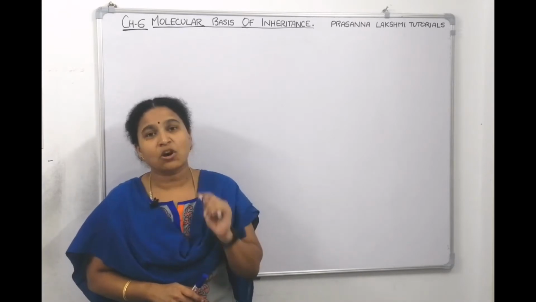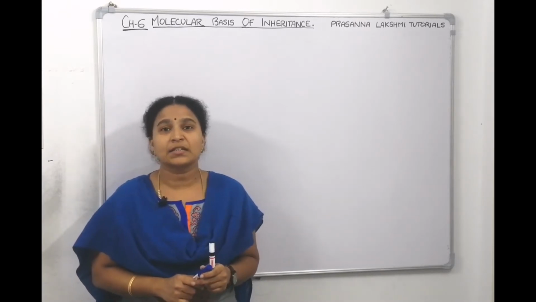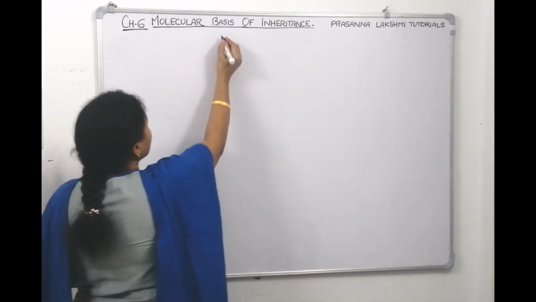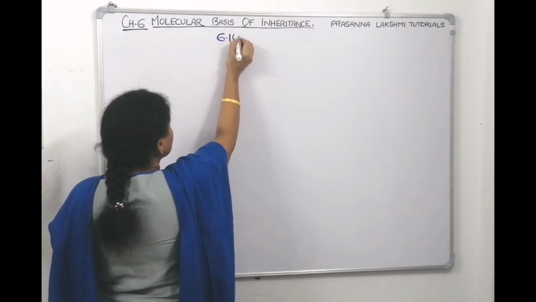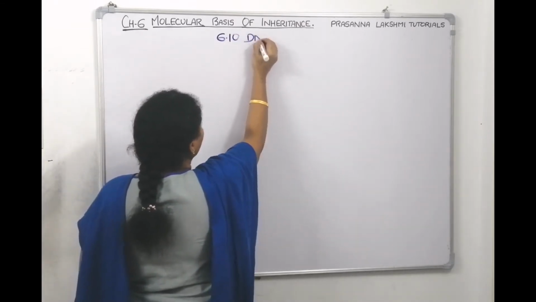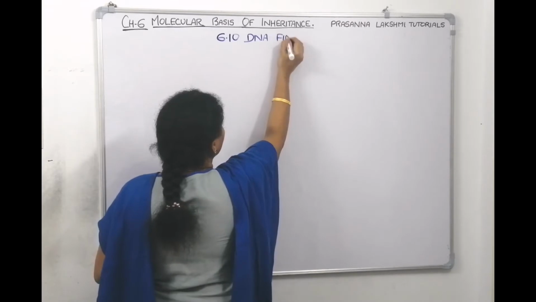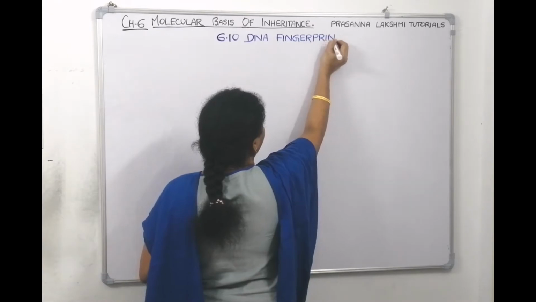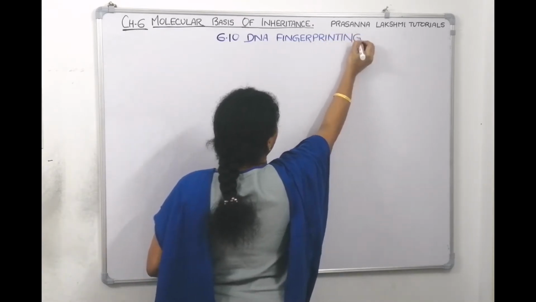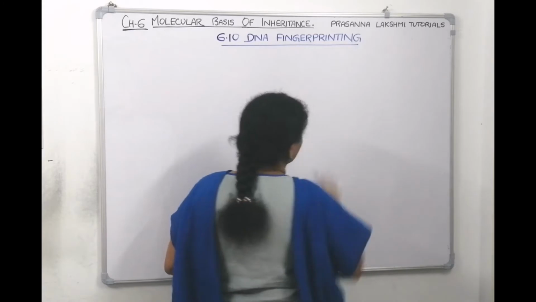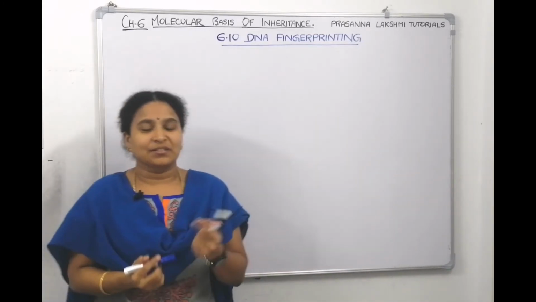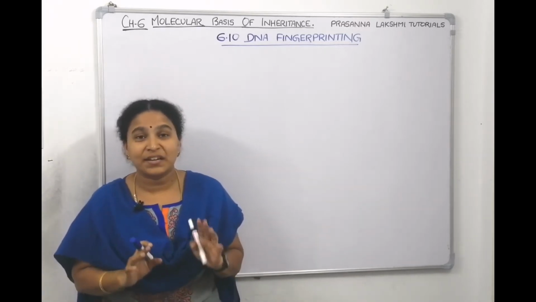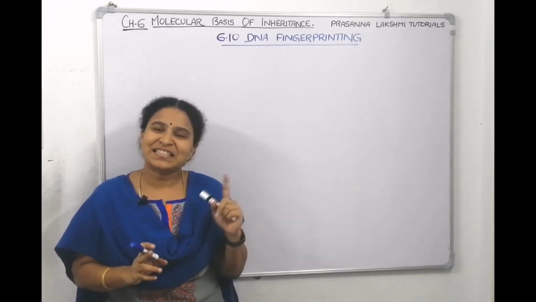In this lecture, we'll talk about the last topic of the chapter Molecular Basis of Inheritance, that is 6.10, DNA fingerprinting. Don't think that the fingers' DNA will be taken out and then decoded. It's not like that. So we'll try to understand why they named the technique DNA fingerprinting.